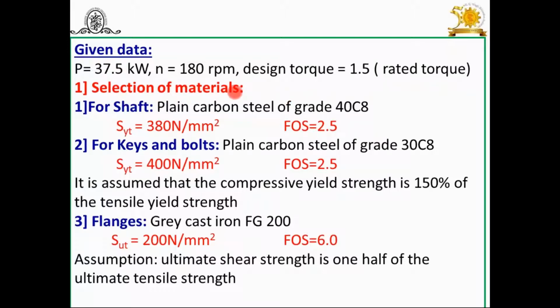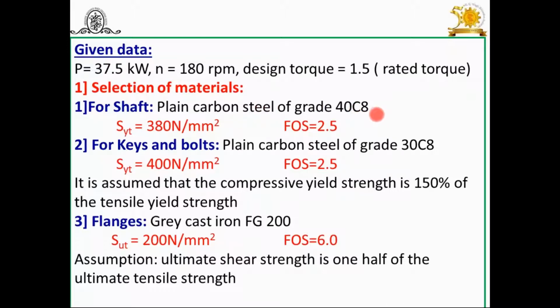Then selection of material. I have already explained this in design of shaft. Plain carbon steel 30C8, 35, 40C8, 55 or alloy steels are the materials generally used for shafts. Now here you can select a suitable material. You can refer to the data book, or it is available in many books. Generally plain carbon steel grades 40C8, 50C8 are used. So here we can select 40C8.